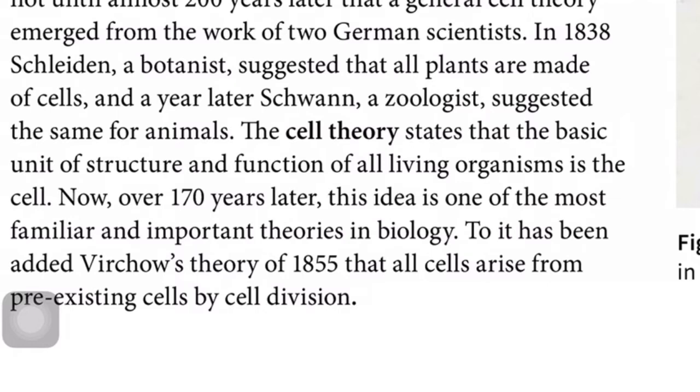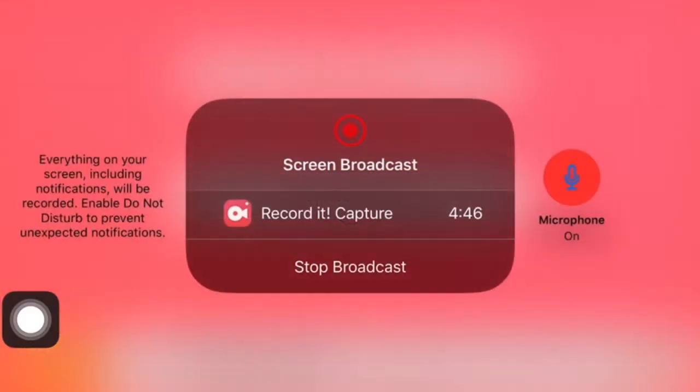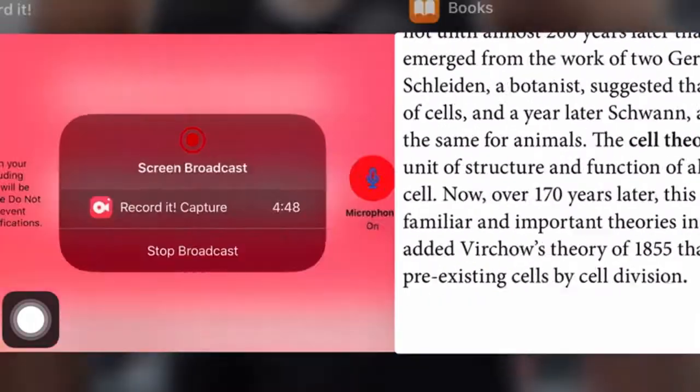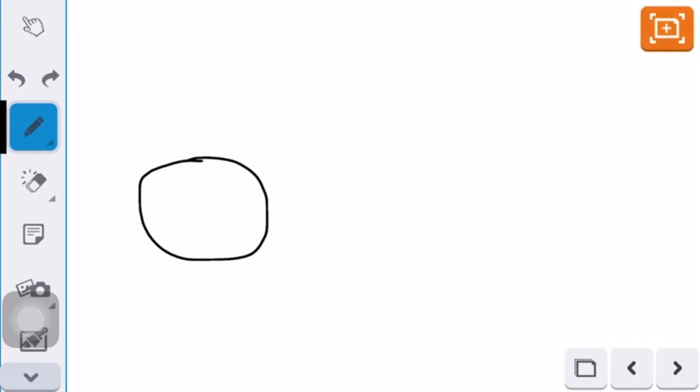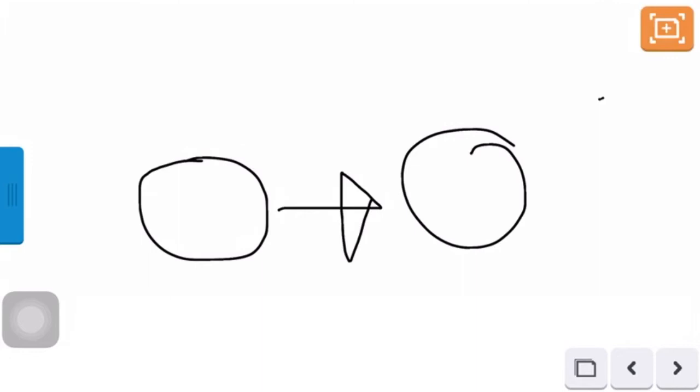To it has been added Virchow's theory of 1855 that all cells arise from pre-existing cells by cell division. What does it mean? Well, say for example this is a cell. This cell will divide by mitosis to form two cells.